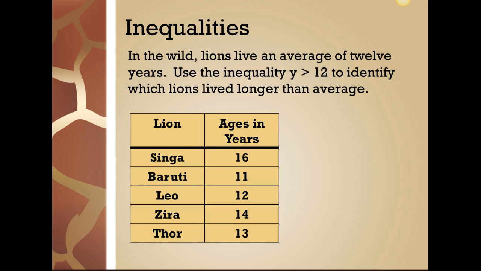In the wild, lions live an average of 12 years. Use the inequality y is greater than 12 to identify which lions lived longer than average. We're given the inequality y is greater than 12, so we need to identify which lions in the table have an age in years that is greater than 12. Singa lived 16 years, so Singa lived longer than the average of 12 years, so Singa would be included in our answer. Baruti only lived 11 years, and 11 years is less than average, so Baruti would not be included.